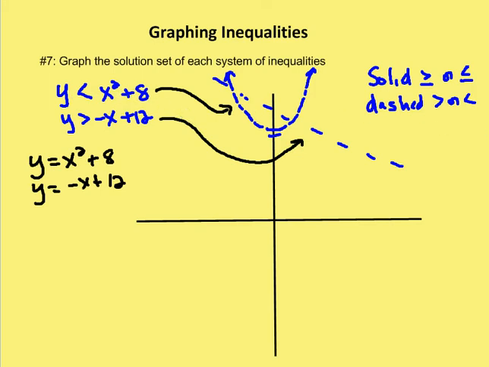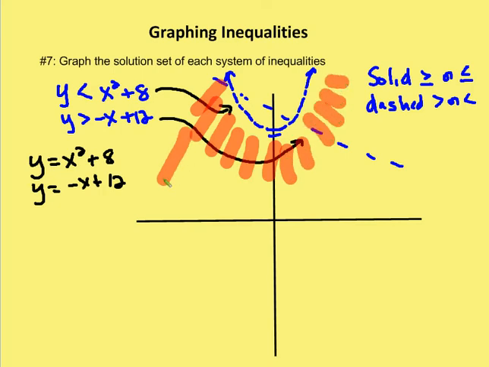So I'm going to graph everything that is below the parabola. Because if 0 is less than x squared plus 8, then I know that everything below it is going to satisfy the inequality. Okay?